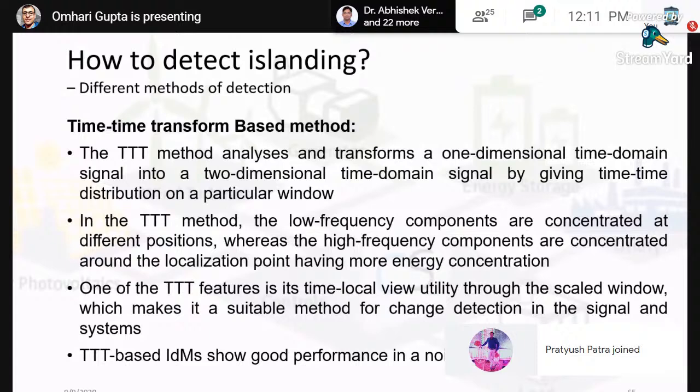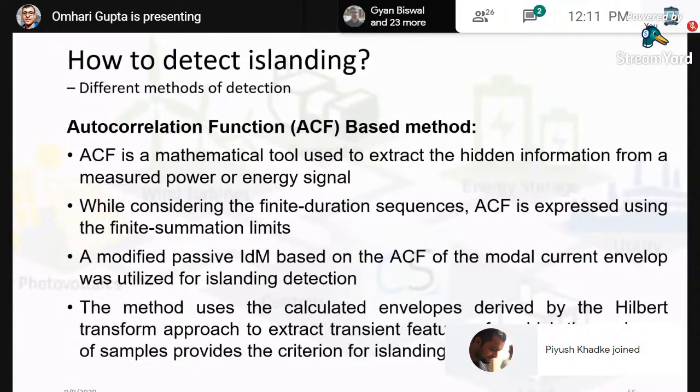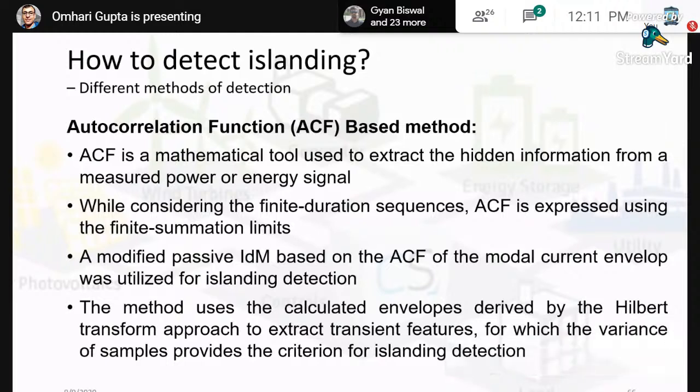They show good performance in the noisy environment. And then the autocorrelation function. This is a mathematical tool used to extract the hidden information from a measured power and energy signal. While considering finite duration sequences, it is expressed using finite summation limits. The method uses the calculated envelopes derived by the Hilbert transform to extract transient features, for which the variation of samples provides the criterion for islanding detection.